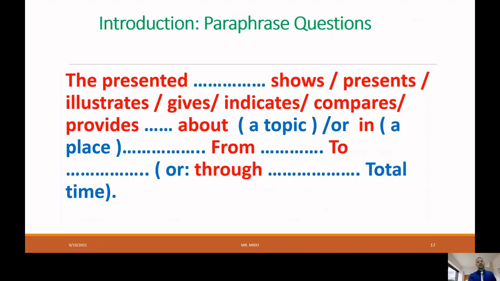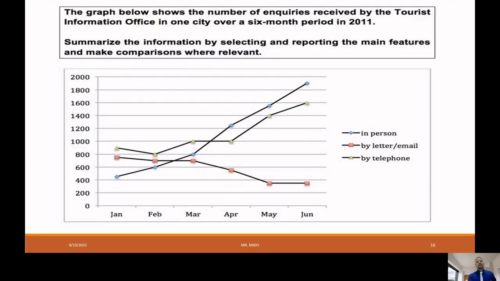So let's go again to the same question and start the introduction. The statement of the question is: the graph below shows the number of inquiries received by the Tourist Information Office in one city over a 6-month period in 2011. Now this is the question statement. How do we change it to the same meaning, but paraphrased? Excellent. We will talk about high level answers.